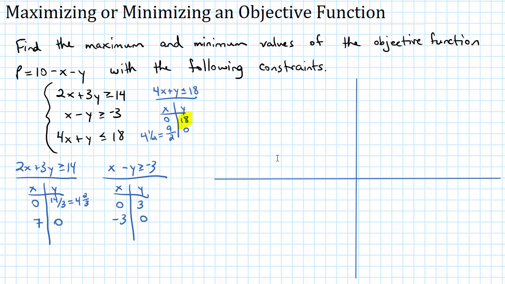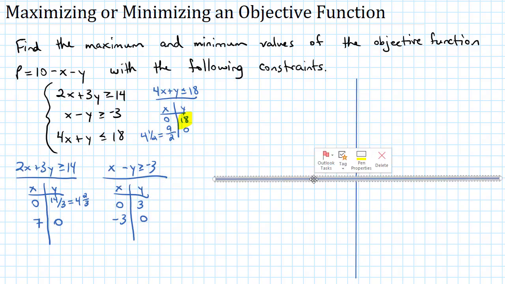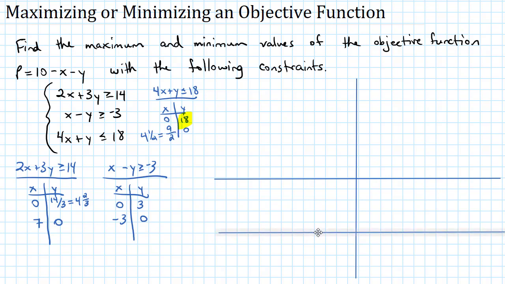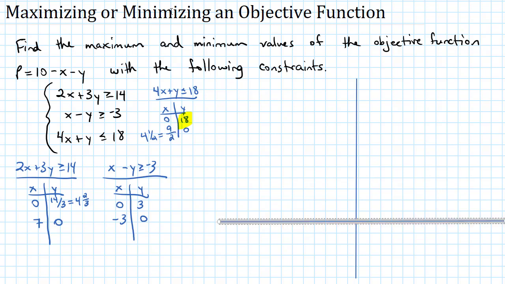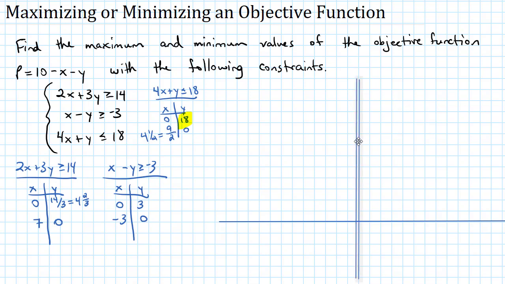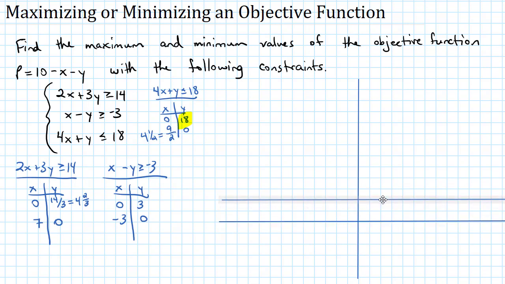Let's go ahead and move our x-axis down, actually. There we go. We'll put it right there. Actually, I think what we'll do is we'll go by 2s. Yeah, we'll make our scale by 2s. So let's start plotting these.